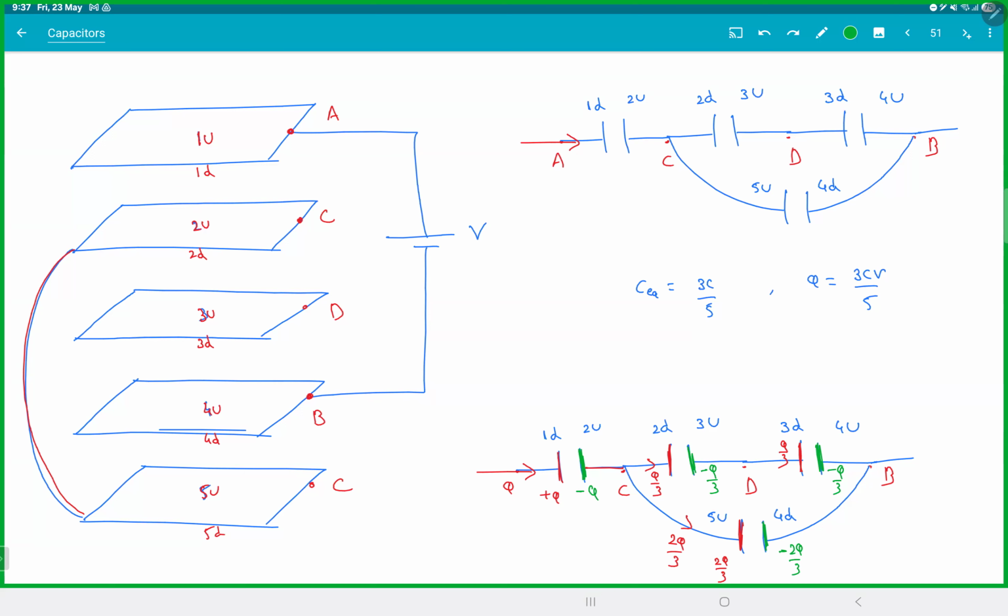Any doubt on this? So if they just ask you for C equivalent, that will be a decent question, mains level, but if they want to really ask you something more, this is how they will mess it up. Clear? Next one.